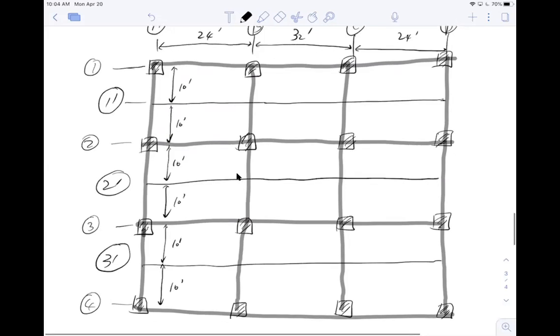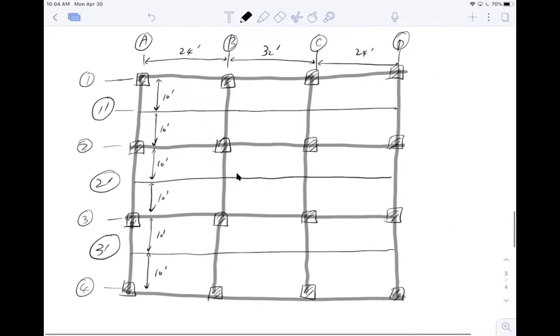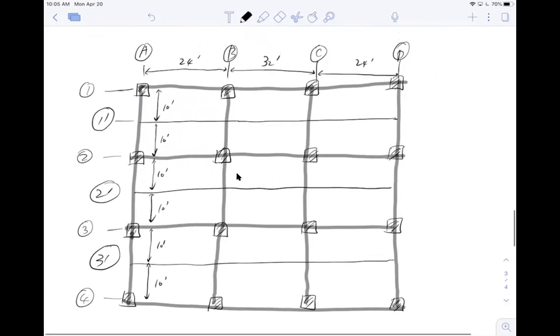All right. So before I start solving my problem, the first question is which direction is the one-way slab direction? How can I tell? I'm going to say this is the L1 direction. Oh, let me call it L2 to be consistent with the lecture notes, okay? This is the L2 direction, and this is the L1 direction, okay?